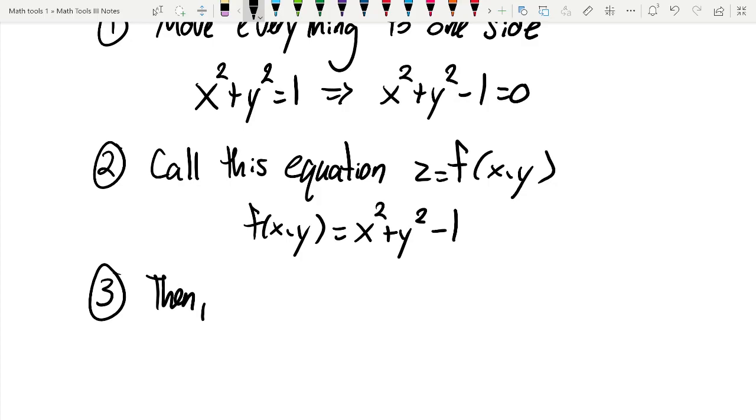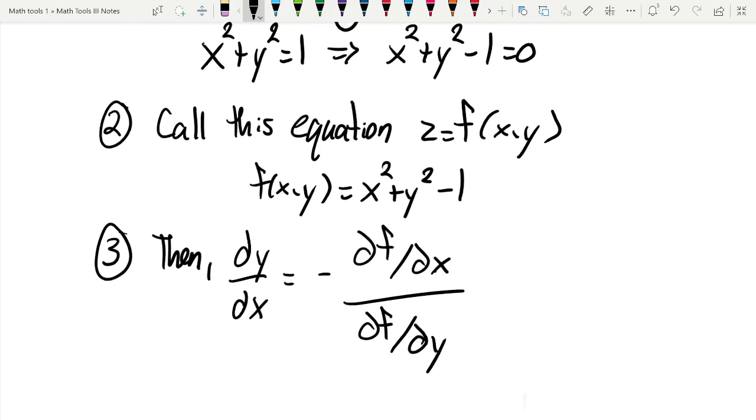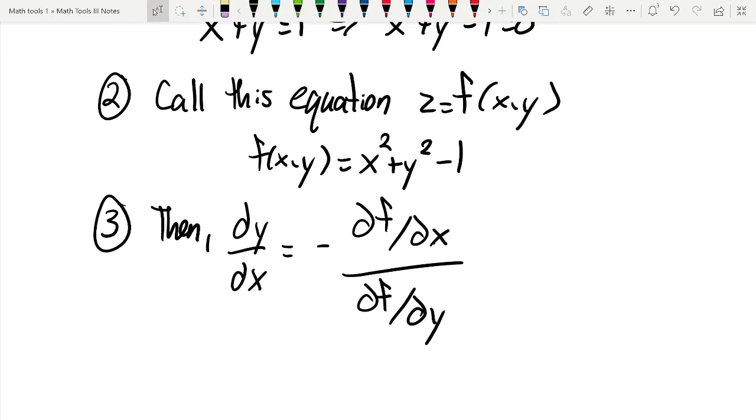Then dy dx is given by the negative partial f partial x divided by partial f partial y. You'll often see these typed horizontally or maybe slanted, just to save space, I guess. That's why I'm writing it like this, because that's usually how it's typed. But anyway, this gives us a new equation, which is much more straightforward for finding this derivative.